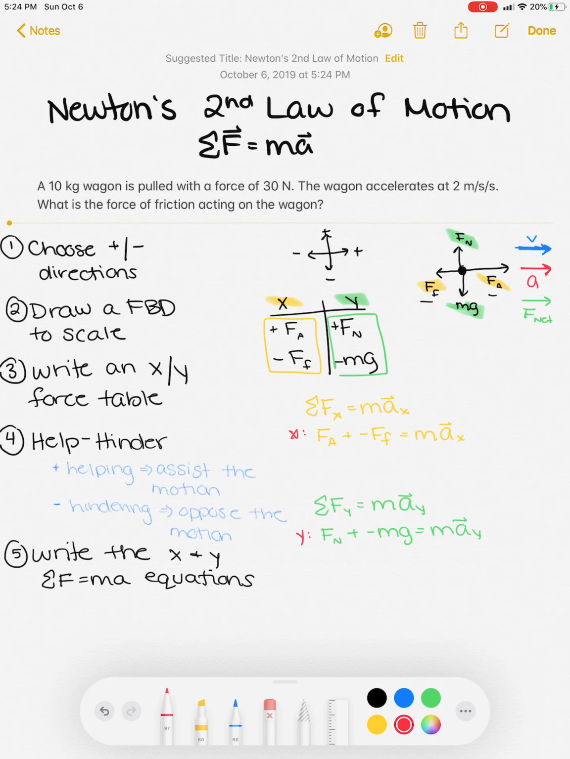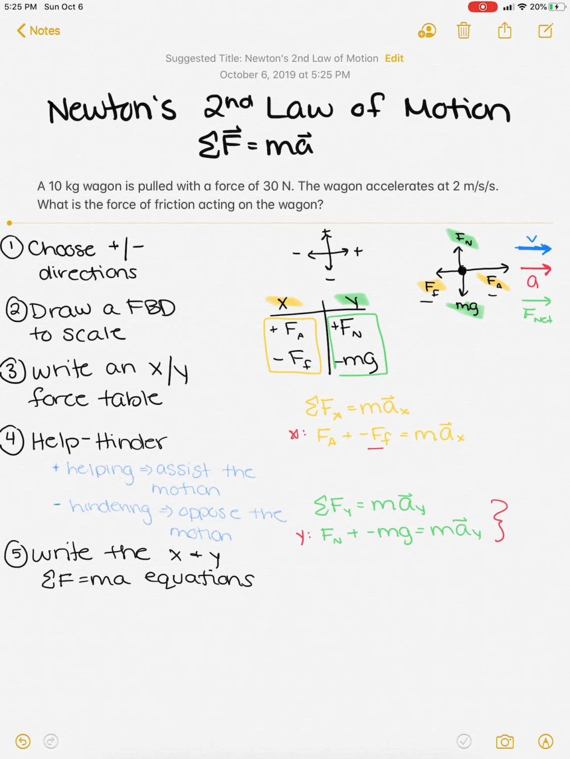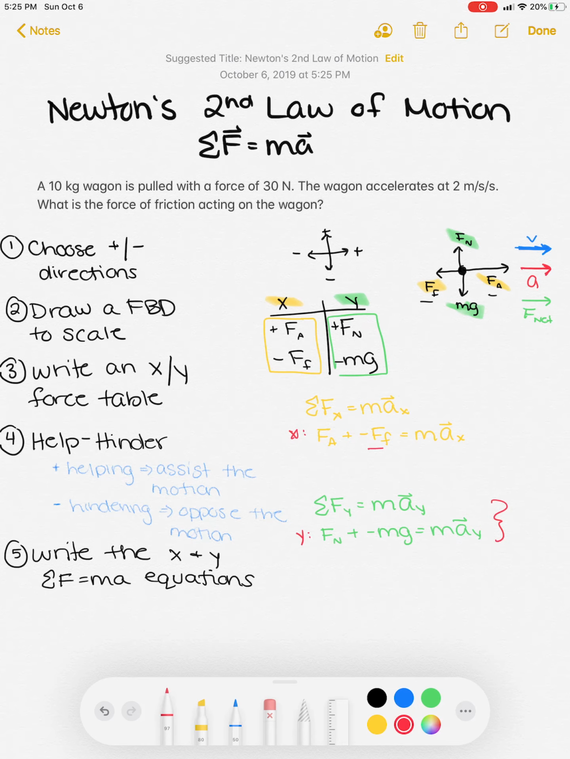From there, it's pretty straightforward. You're going to plug in what you know, and then you're going to solve. So this problem is asking me to solve for the force of friction. So if I want the force of friction, that only applies in this equation. So realistically, I don't even need this y equation, but it is always good to write it out because we are going to do a lot of problems where you will need both equations. So it is a good habit to write both of them out, no matter what.